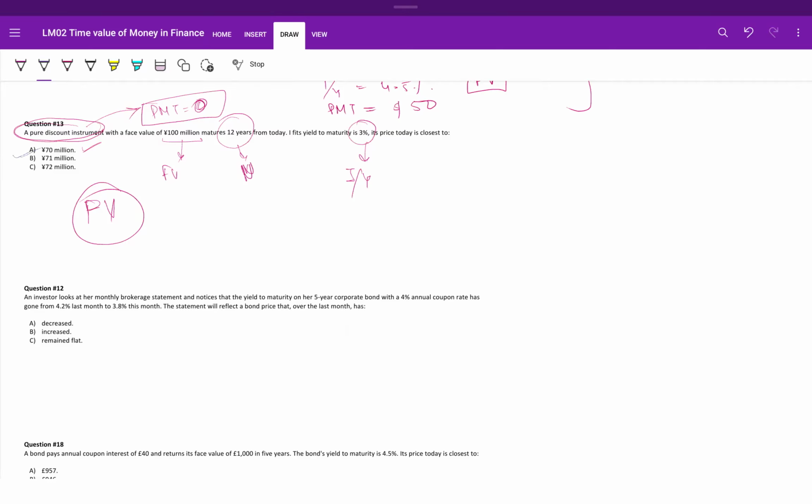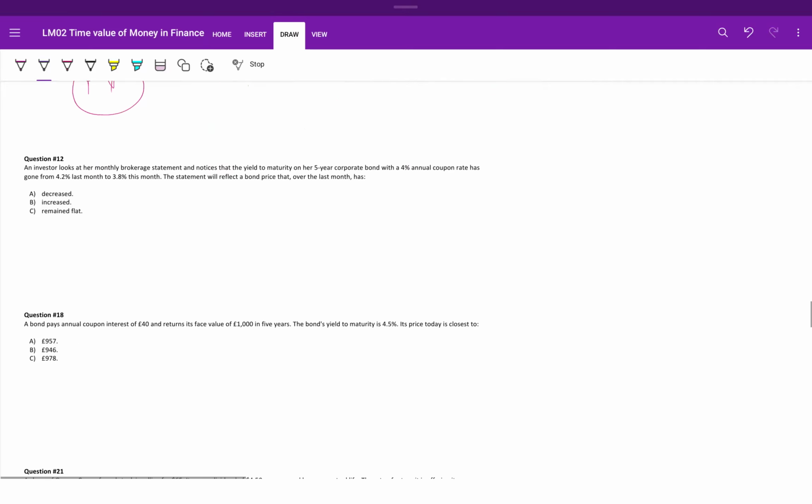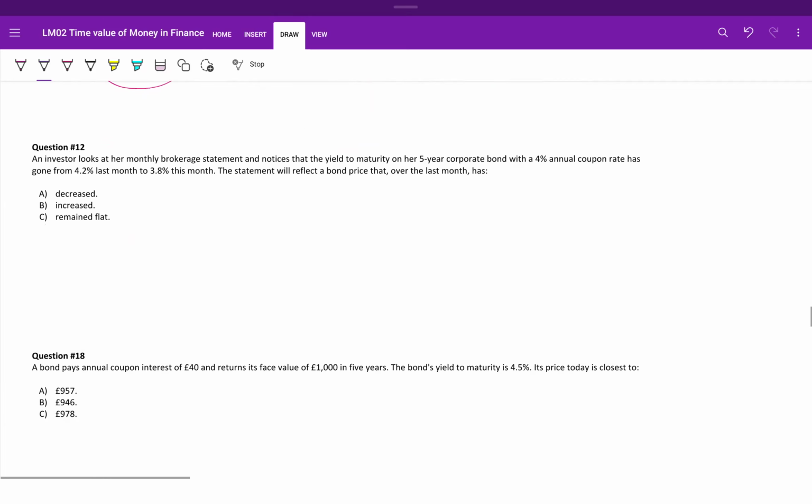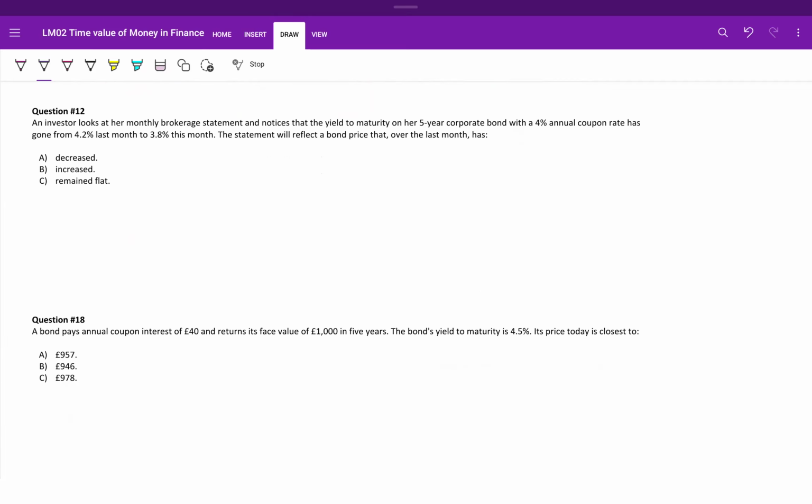Okay. So now question number 12. Question number 12 is, an investor looks at her monthly brokerage statement and notices that the yield to maturity on her 5-year corporate bond with a 4% annual coupon, that is PMT, has gone from 4.2 to 3.8 this month.